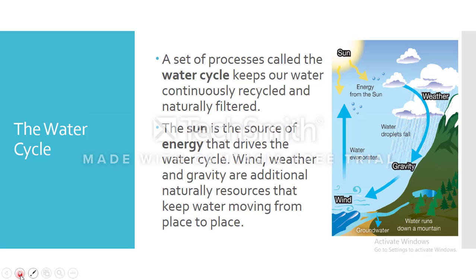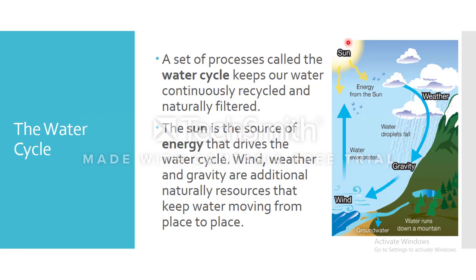A set of processes called the water cycle keeps our water continuously recycled and naturally filtered. The sun is the source of energy that drives the water cycle. Wind, weather, and gravity are additional natural resources that keep water moving from place to place. Wind and storms provide forces that cause water to be blown or moved from one place to another. For example, wind blowing clouds moves water vapor from one place to another.